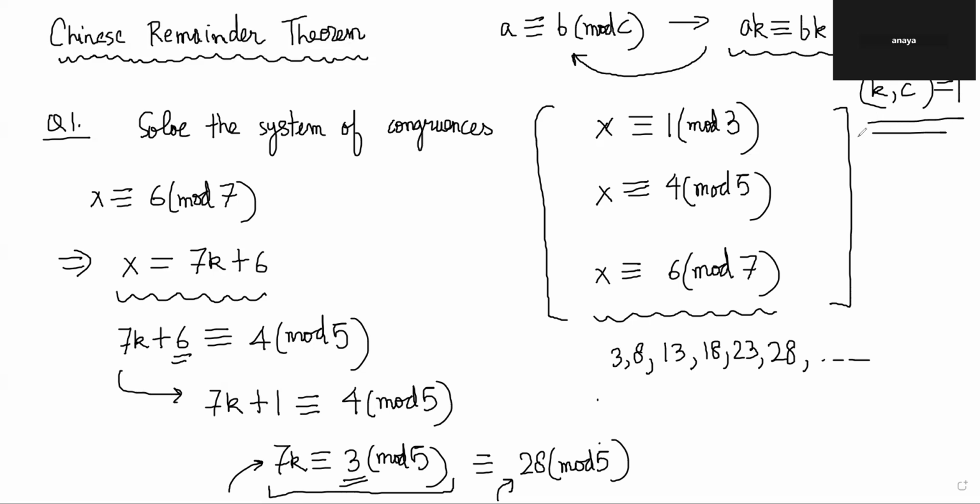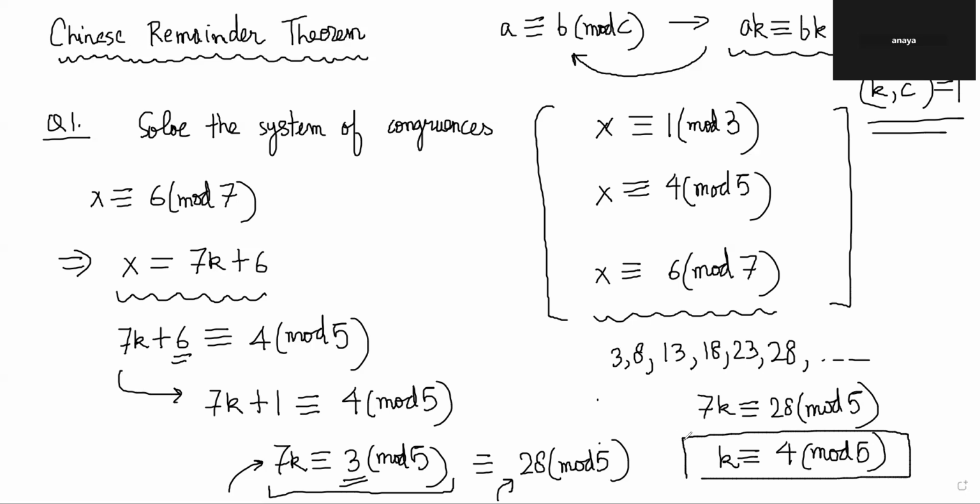Do you understand what I'm saying? The thing that you want to divide on both sides should be co-prime with the modulus. So here, if I have 7k congruent to 28 mod 5, I know 7 and 5 are co-prime with respect to each other, so I can divide. We are getting k is congruent to 4 mod 5, right?